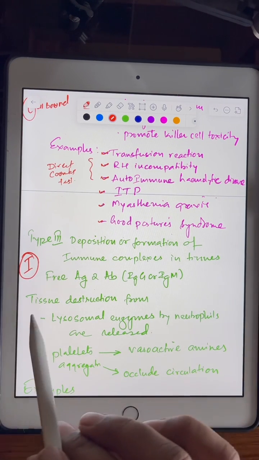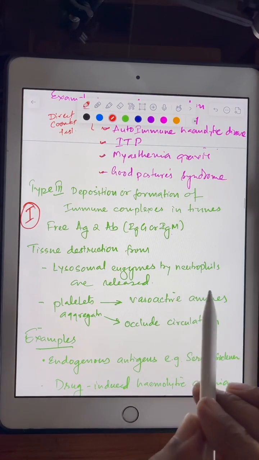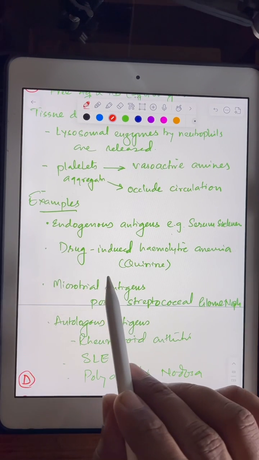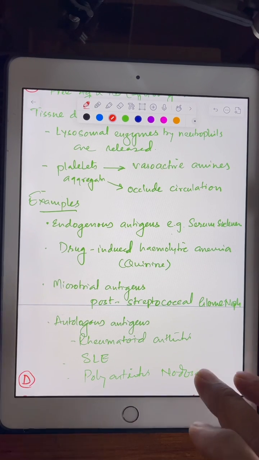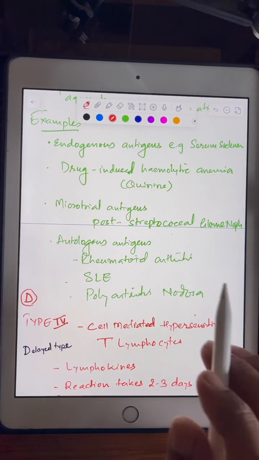Immune complex is free antigen-antibody, IgG, IgM, IgA. Tissue destruction from lysosomal enzymes, platelet aggregation. Examples of type 3 are serum sickness, drug-induced hemolytic anemia, microbial antigens, post-streptococcal glomerulonephritis, rheumatoid arthritis. These are the type 3.